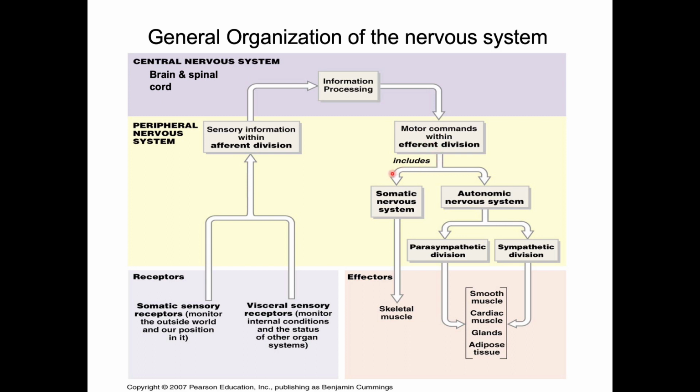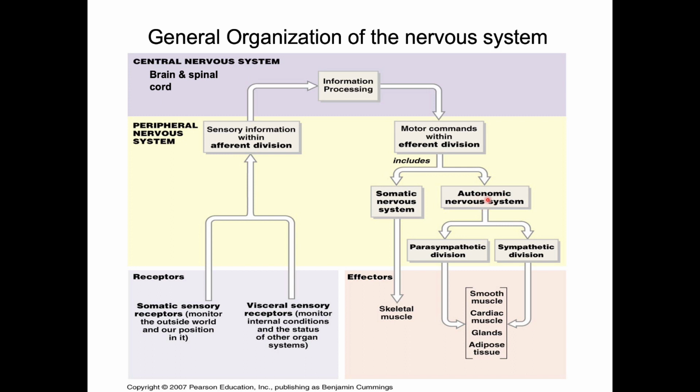Once the brain integrates that information, it sends it out through the efferent division, back out towards the PNS, and it either sends it towards the somatic nervous system, which will innervate skeletal muscle. And underneath this, put a little note that this is a voluntary system, or it will innervate the autonomic nervous system, which is basically your automatic nervous system. This is the involuntary system.